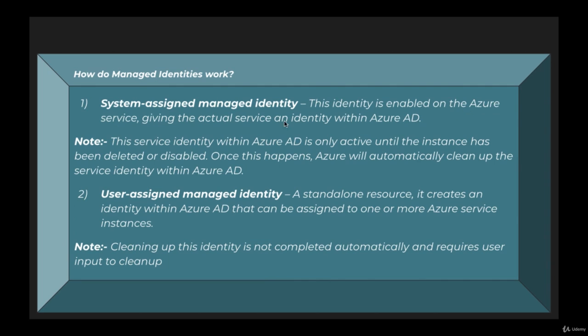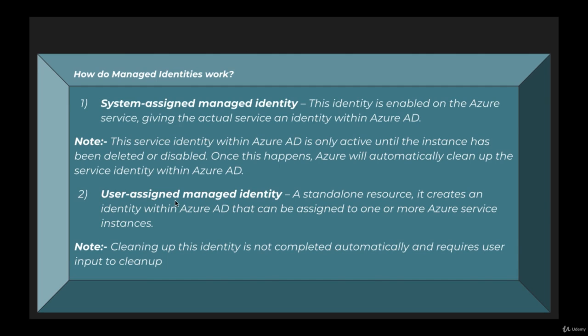The first one is system managed identity. Try to understand from the name. This identity is enabled onto the Azure service, giving the actual service an identity within Azure AD. For example, when you assign a system identity to a virtual machine, that virtual machine is given an identity within Azure AD. Any application you install on it can then be used to access other services within Azure. This service identity within Azure AD is only active until the instance has been disabled or deleted. It is system managed.